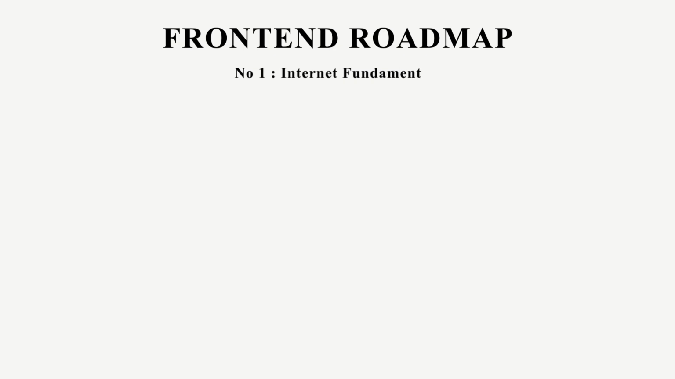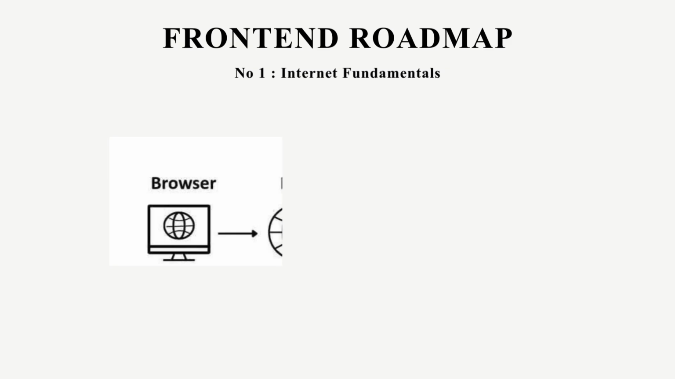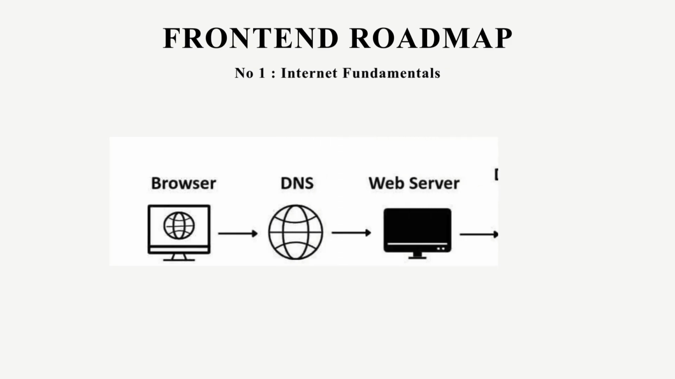Number 1. Internet fundamentals. Before writing any code, it is important to understand how the internet works. Every website you visit, whether it is social media, e-commerce, or news, works through communication between your browser and the server. Let's break this down. When you type a website address into your browser, for example, google.com, your browser sends a request to a server somewhere in the world. The server processes the request and sends back a response, usually containing HTML, CSS, and JavaScript. Your browser then renders the response as a website.